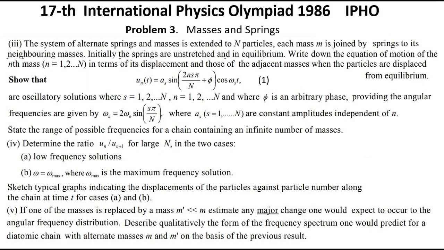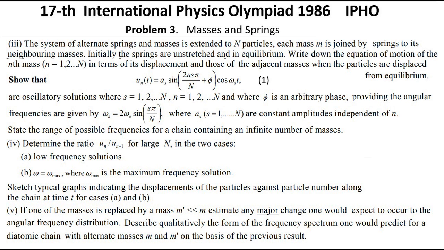Question 3. The system of alternate springs and masses is extended to n particles, each mass m is joined by springs to its neighboring masses. Initially the springs are unstretched and in equilibrium. Write down the equation of motion of the nth mass, n equals 1, 2, etc. till n, in terms of its displacement and those of the adjacent masses when the particles are displaced from equilibrium.